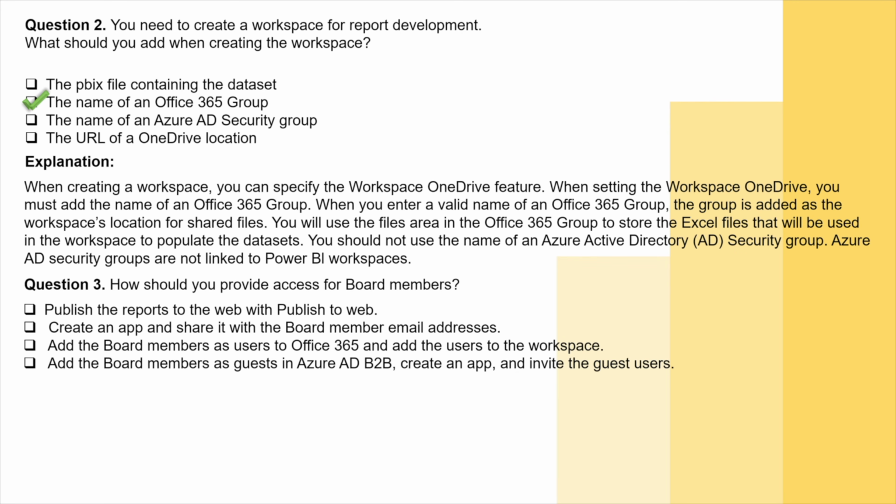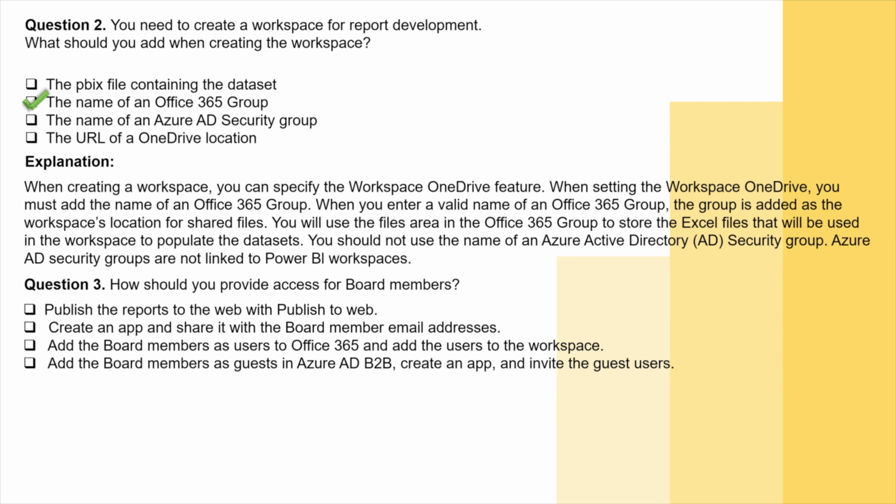The explanation that they have given is when creating a workspace, you can specify the workspace OneDrive feature. When setting the workspace OneDrive, you must add the name of an Office 365 group. When you enter a valid name of an Office 365 group, the group is added as the workspace location for shared files. You will use the files area in the Office 365 group to store the Excel files that will be used in the workspace to populate the dataset. You should not use the name of the Azure Active Directory security group. Azure AD security groups are not linked to the Power BI service.